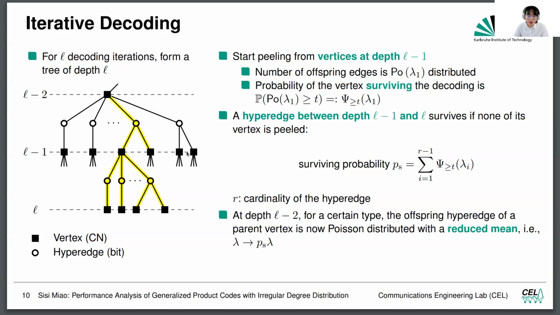Then we can go one step higher and see that for this check node, the fraction of its offspring hyperedges that survive is PS, which is the surviving probability we calculated. And we also know that for a Poisson distribution, if we reduce the average number to a fraction, it is still a Poisson distribution, just with a reduced mean. In our case, it's PS times lambda, which was the original mean value. Okay, so this would be the framework of the derivation.